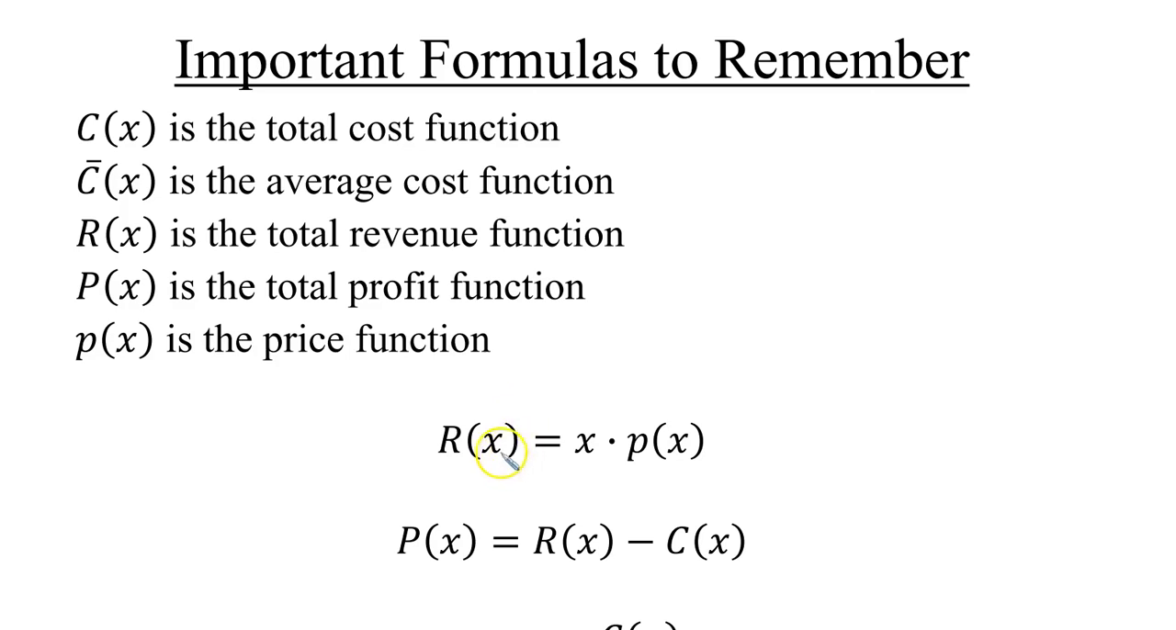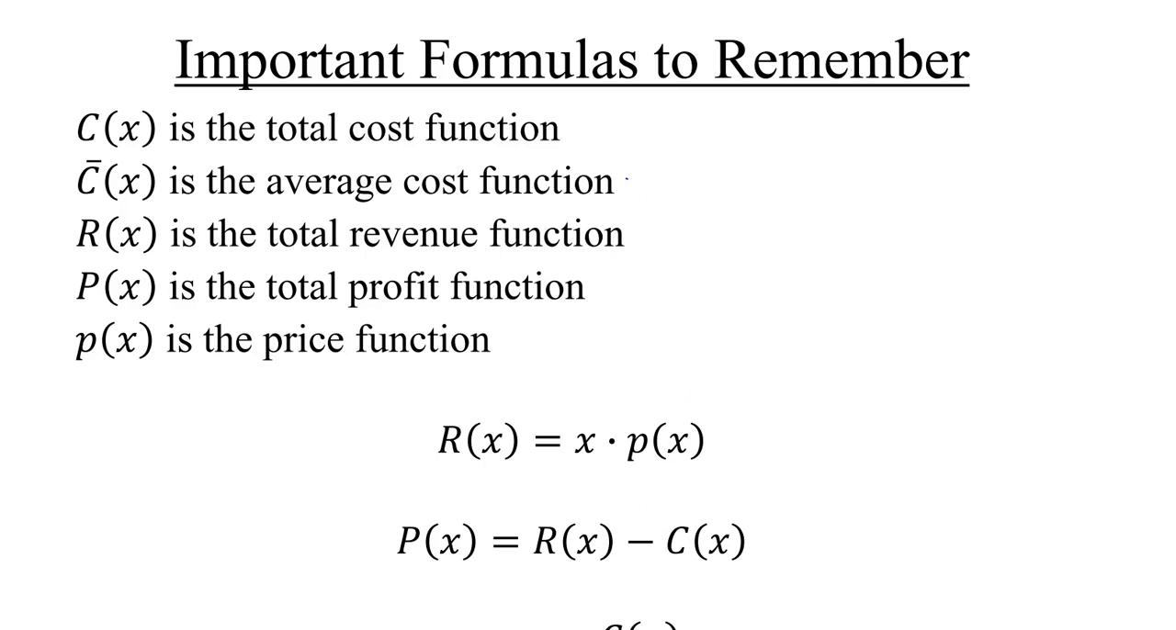Some of these you've already seen before. Actually, all of these you should have already seen. So that's why it says important formulas to remember. Remember that cost, C of X, is a total cost function. If we're talking about maximizing or minimizing probably the average cost, it's C bar, and we use C bar to represent that average cost function, and that's going to be our cost divided by X.